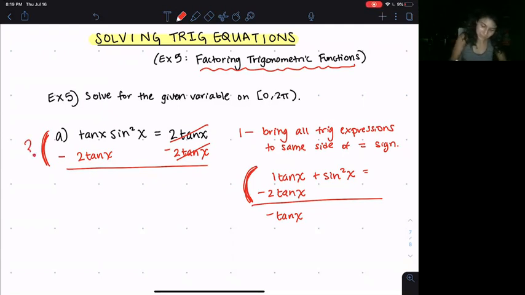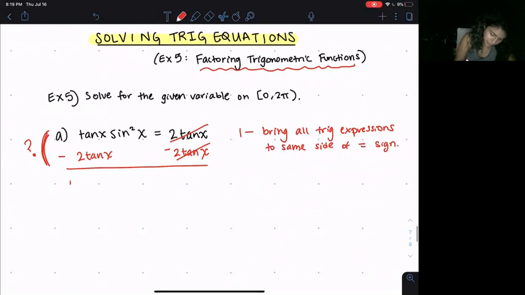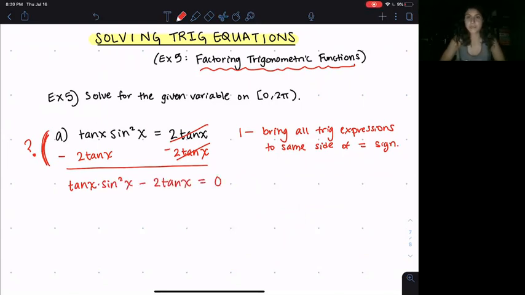You may have noticed that I can do it when I have tangent x plus something else, because now tan is an expression all by itself. Whereas over here, it's attached with sine squared x. It's kind of like trying to add x times y plus x. You can't do it. They're not like terms. So while we can't combine those, what we can at least do is write our new expression, which is tan x times sine squared x minus 2 tangent x equals 0.